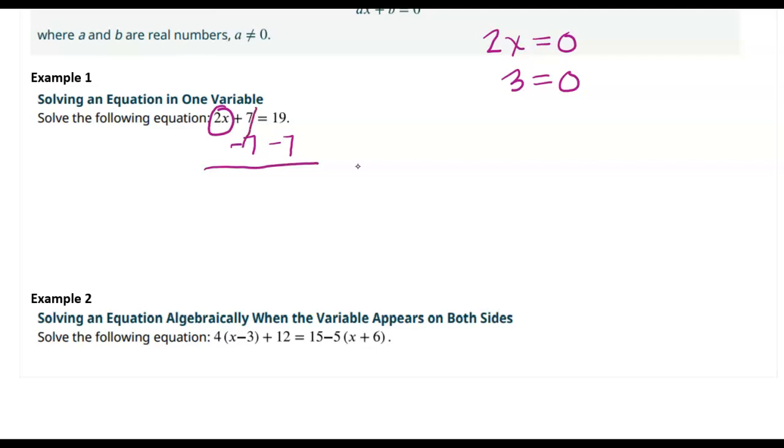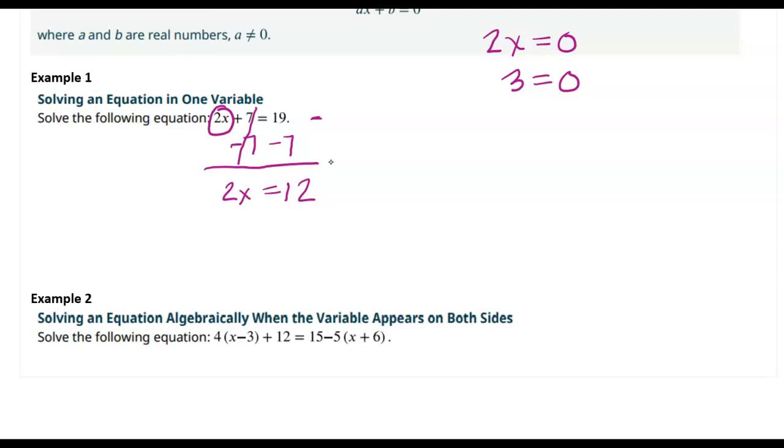That gets rid of my 7 on the left-hand side, and I know that in order for the first equation to be true, 2x must be equal to 12. So I'm just moving that 7 over to the other side. I do that with inverse operations. And in order for that original equation to be true, I know that 2x must be equal to 12. If I take 12 and I add 7 to it, I would get 19.